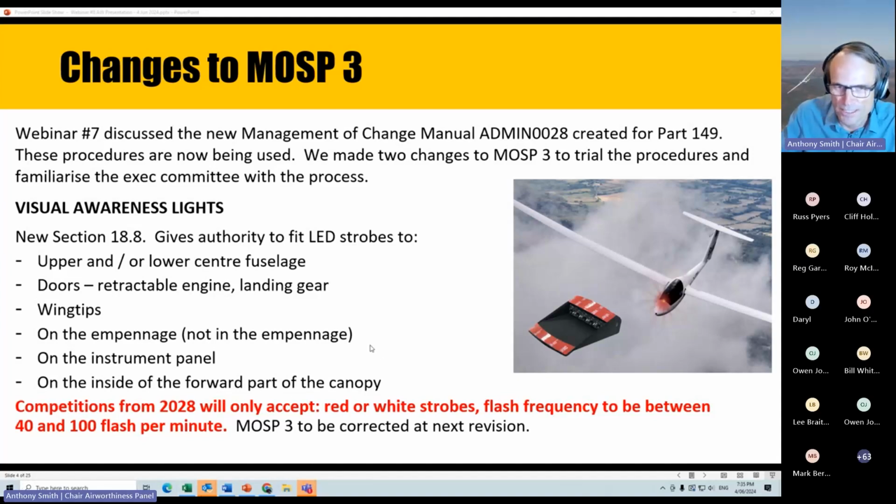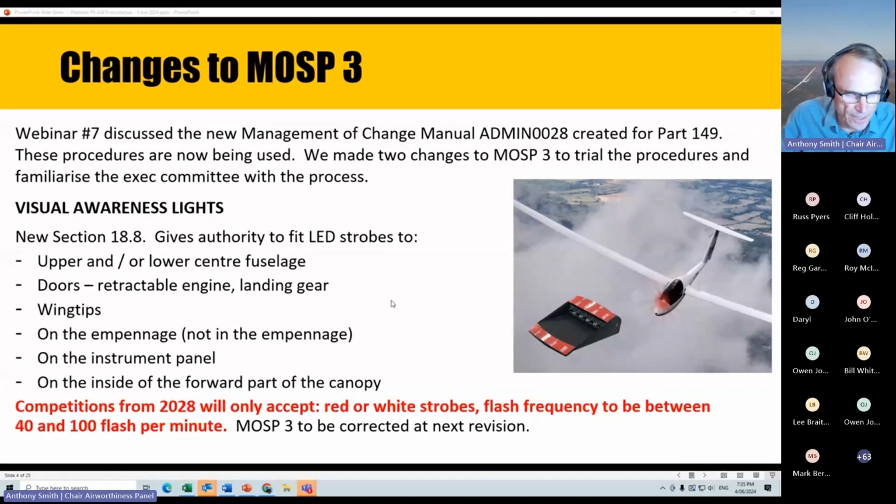I'm well aware that there are some visual awareness lights that you can mount into the leading edge of the fin, but that's a major structural change. On top of the instrument panel and quite commonly on the inside of the forward part of the canopy.